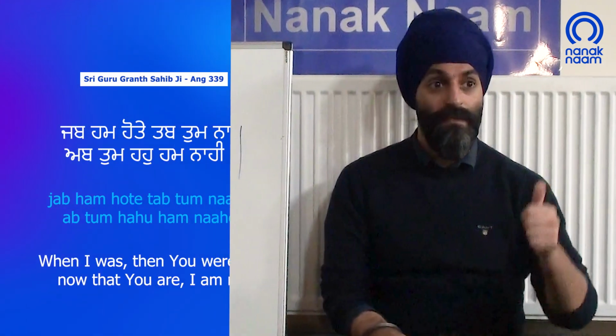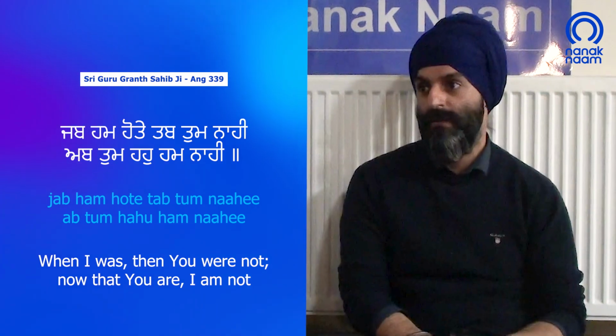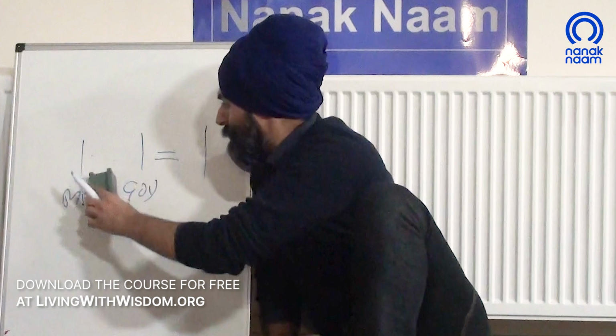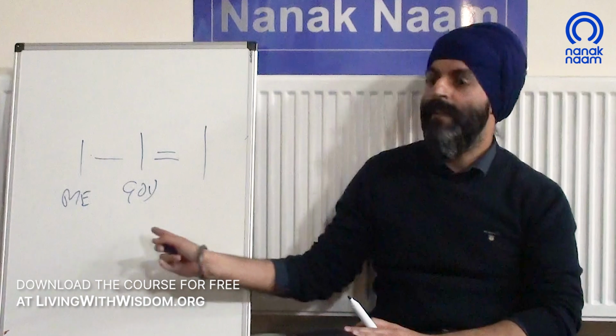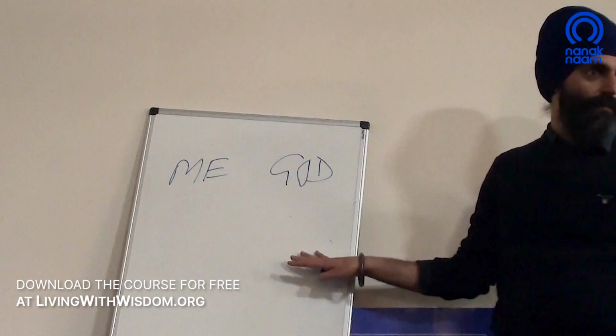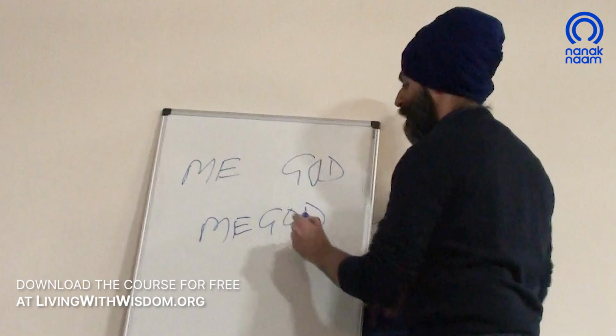What are you looking for? Because if I'm looking for God, jab hum hote tab tu nahi. As long as I am here looking for you, I'll never find you. If you've got 1 and a 1 and you're trying to get to this, basic maths, how do you do it? Is 1 plus 1 ever going to equal this? What do you have to do? You have to make something minus, don't you? So which one are you going to get rid of? Are you going to get rid of me or are you going to get rid of God? One of you has to go. There's a me and there's a God. And somehow, me and God are trying to merge.